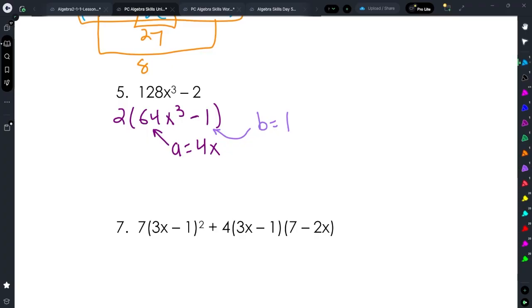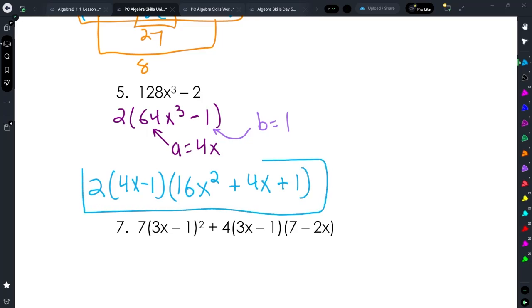So when we write our factored form, we have to worry about that 2 that we factored out. So 2, and then it's going to be a minus b times a squared. Now I have to do a squared, which includes the 4, so it's 16x squared, and then plus a times b, 4x, plus b squared, which is 1. So that is our factored form, after we account for that GCF.